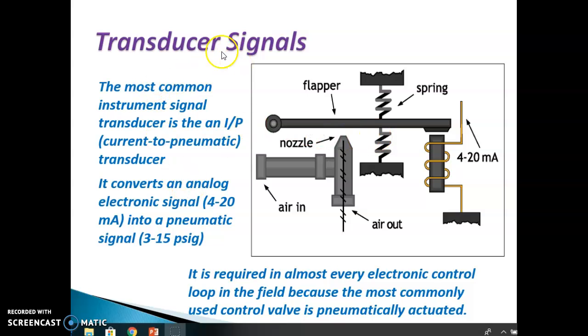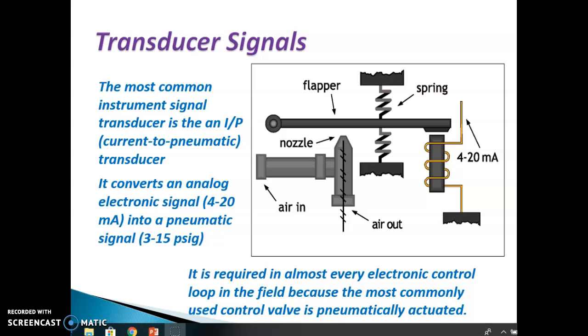All right. So the most common instrument signal transducer is the I to P transducer. Remember, we talked about them. There's I to P, P to I, E to I, and so on. There's all the different ones we listed. And we're going to be focusing in this particular instance on the 4 to 20. I'm sorry, the I to P, current to PSIG.